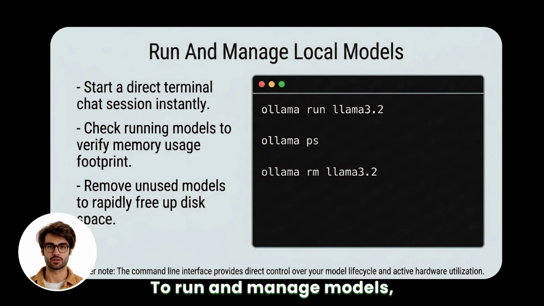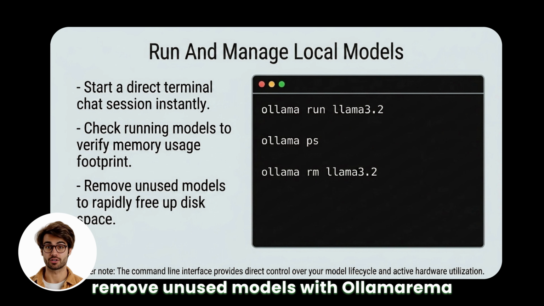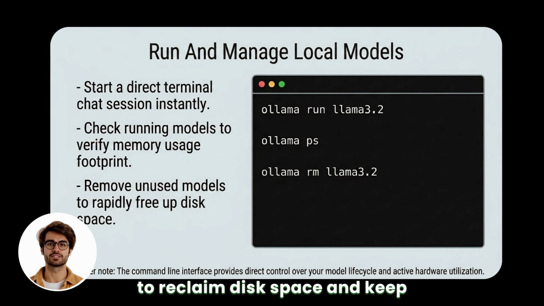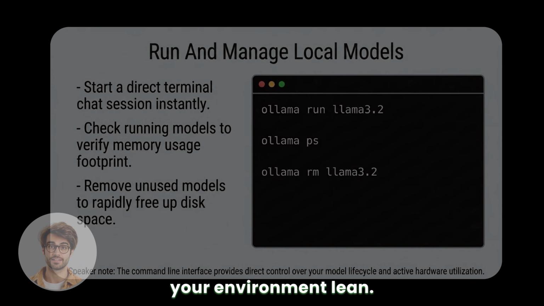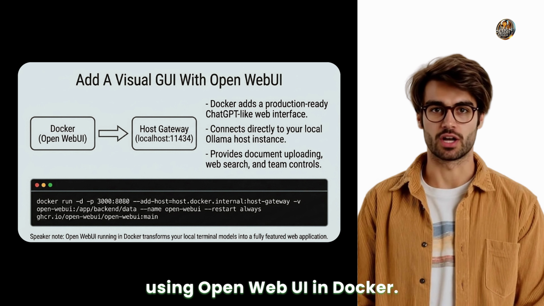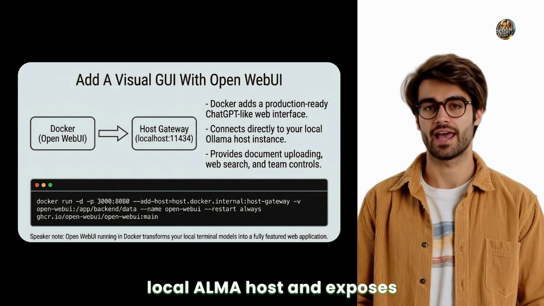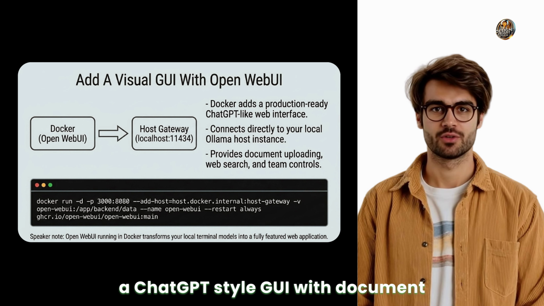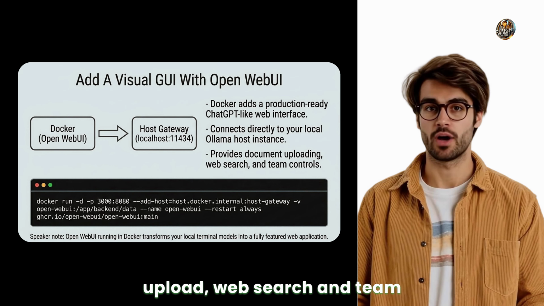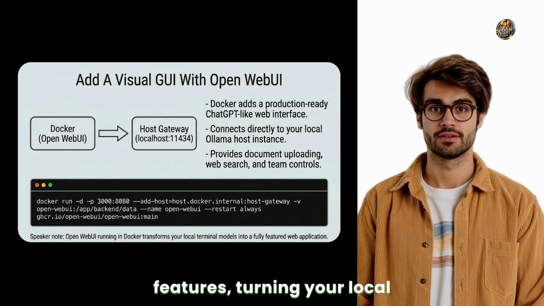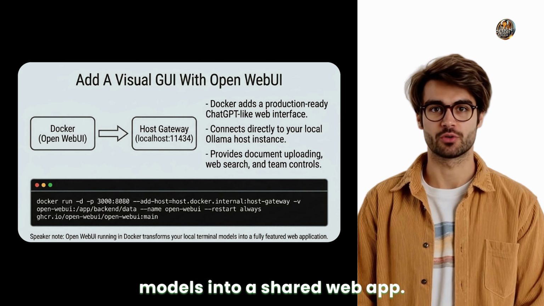To run and manage models, start a chat with ollama run llama3.2. Use ollama ps to inspect active models and memory usage. When storage is tight, remove unused models with ollama rm to reclaim disk space and keep your environment lean. You can add a full web interface using Open WebUI in Docker. The container connects to your local Ollama host and exposes a ChatGPT-style GUI with document upload, web search, and team features, turning your local models into a shared web app.